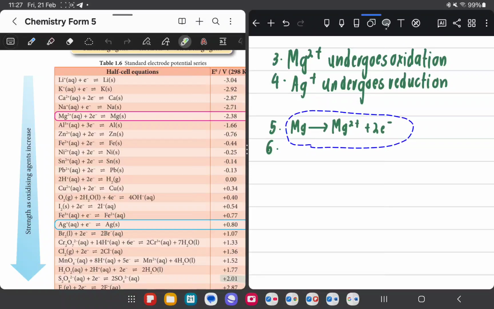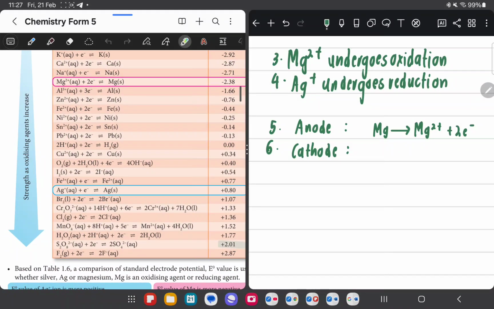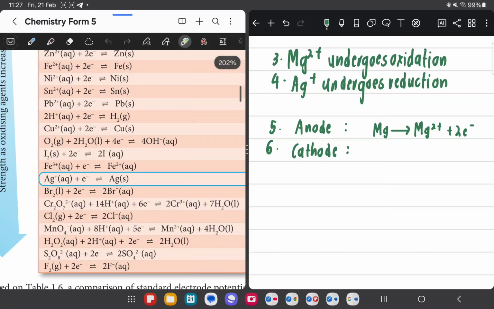This is where oxidation happens. So just write ANODE, and this is its half equation. Then CATHODE. Cathode is Ag plus, it undergoes reduction. Remember, in this table, the whole equation is for reduction, so just copy the equation back. Ag plus plus electron produces Ag.